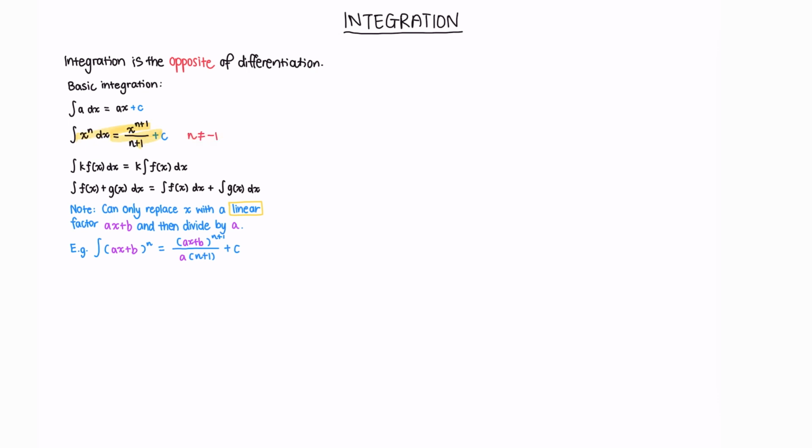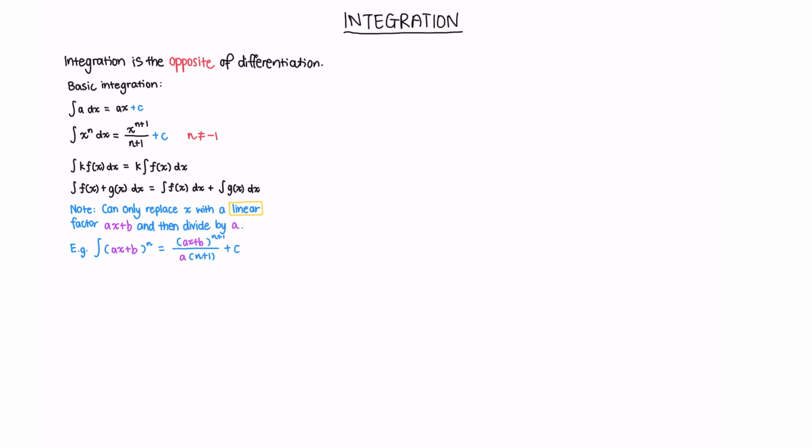Again, this rule is just the opposite of differentiation. If you differentiate the right side, you will get x to the power of n. Now, if you have a multiplicative constant, let's say you have the integral of k times f(x), this is the same as k times the integral of f(x). And also, if you have the integral of f(x) plus g(x), this just equals the integral of f(x) plus the integral of g(x) separately.